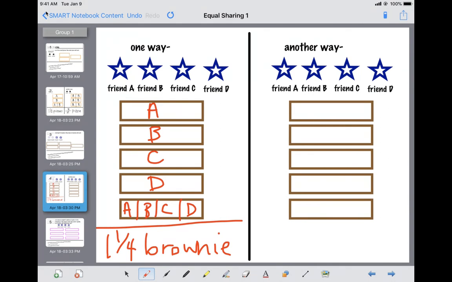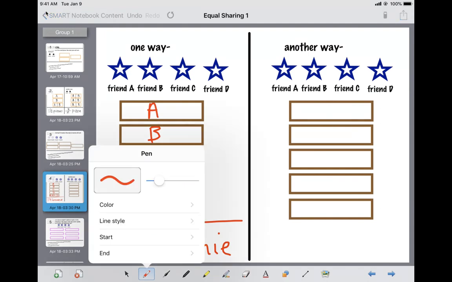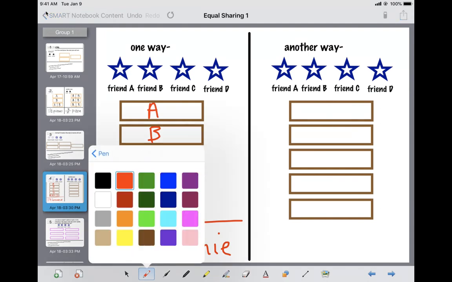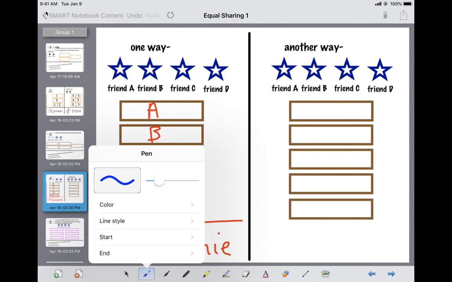Now, another way I can solve this is I can ask myself how many people are sharing and split each whole into that amount. So if I was solving this way, each whole would be split into 4 equal parts. So each whole would be split into fourths.